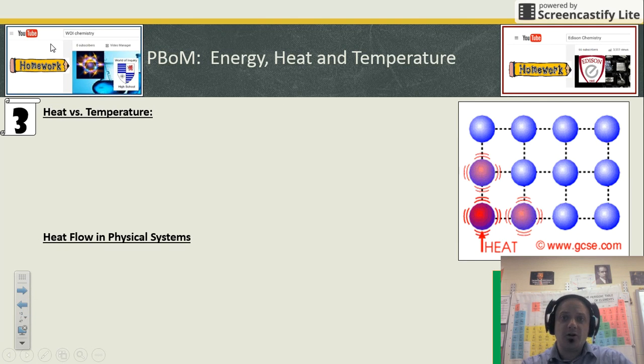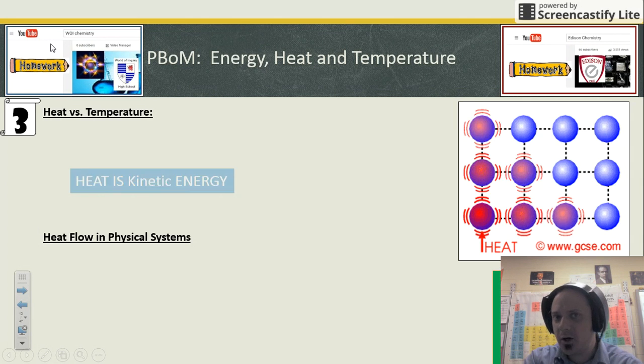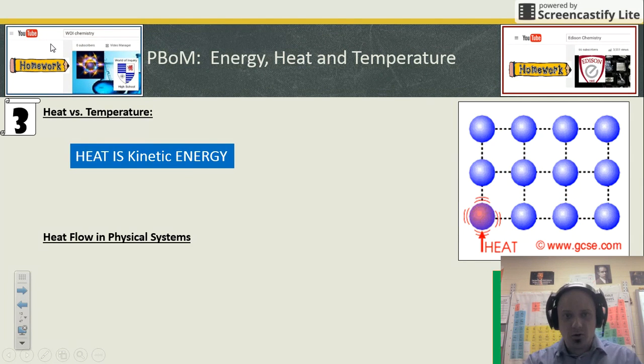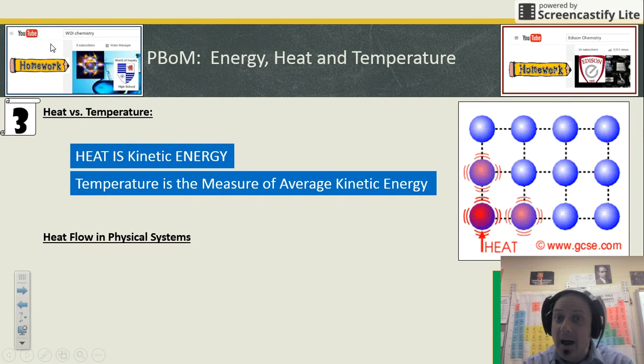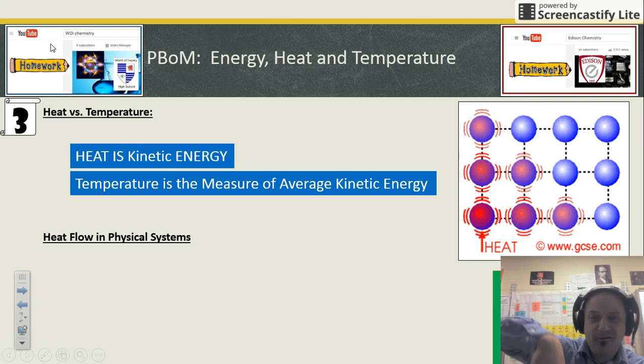So heat versus temperature. A lot of people think they're the same thing because when it's cold in the house, you say turn up the heat and the temperature rises. Why wouldn't you think they're the same thing? Well, heat is actually the energy that causes particles to move. It is kinetic energy. It causes kinetic energy to happen in atoms. Temperature is the measure of that kinetic energy. So when you put a thermometer into something, it's measuring how fast the particles are moving.